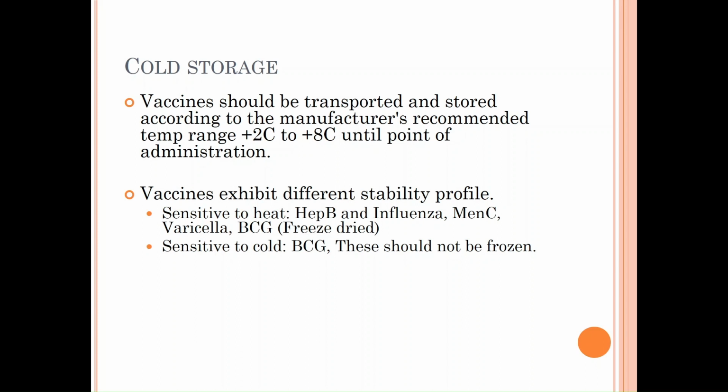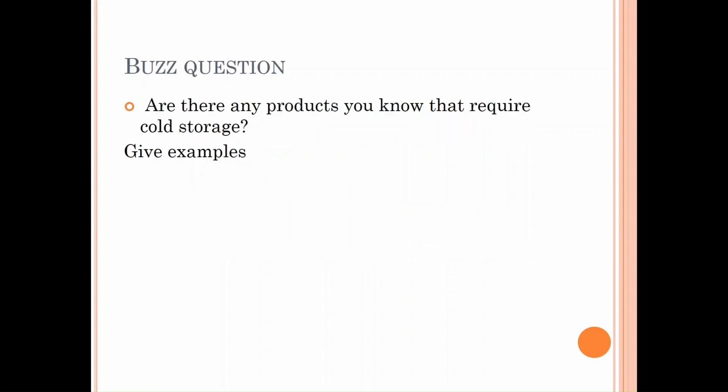And then there are those that are sensitive to cold. In case the temperature goes below plus 2 degrees centigrade, you find that it becomes too cold, and when it gets too cold, it also affects the effectiveness of specific vaccines. Some of the examples of those that are sensitive to cold, we have the BCG vaccine. Okay? So this should not be frozen. In case it is frozen, its effectiveness will have degraded.